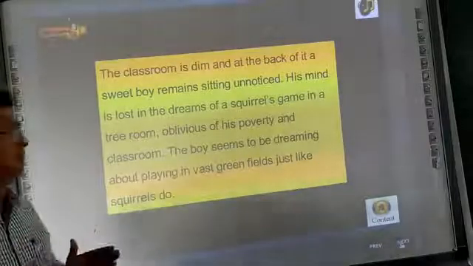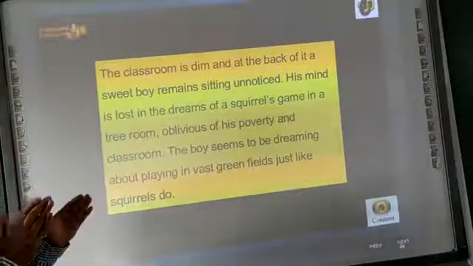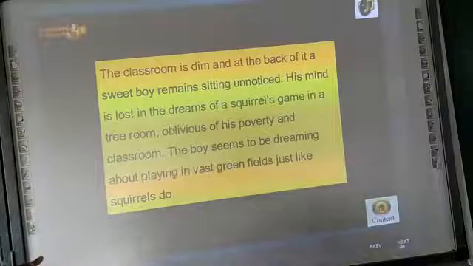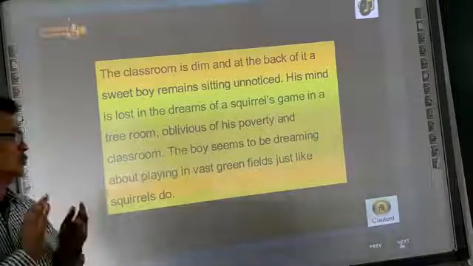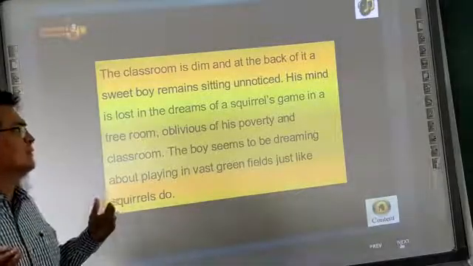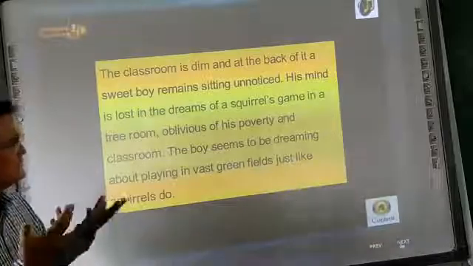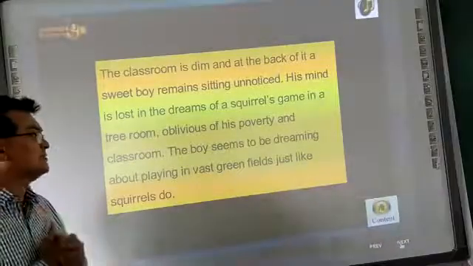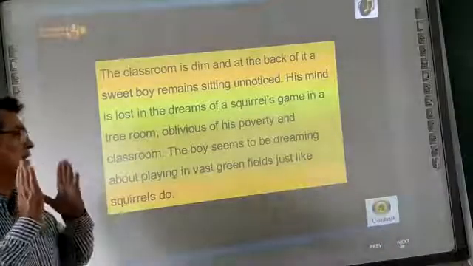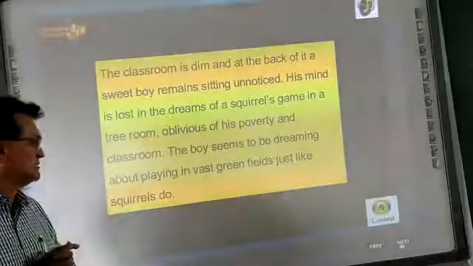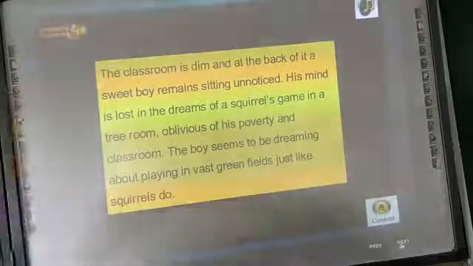The classroom is dim. At the back of it, a sweet boy remains sitting unnoticed. His mind is lost in dreams of squirrels playing. He is oblivious of his poverty and classroom, not thinking about them. The boy seems to be dreaming about playing in vast green fields just like squirrels do.